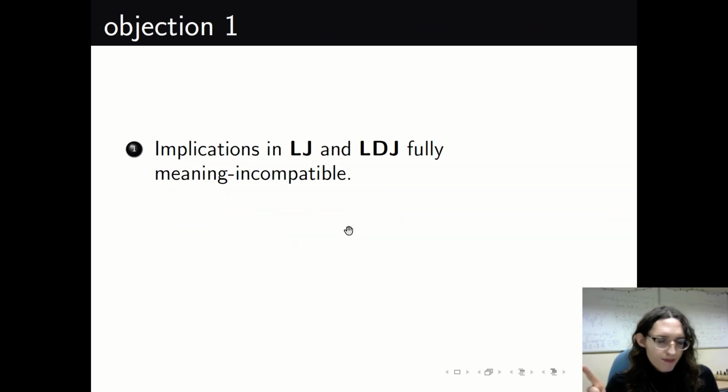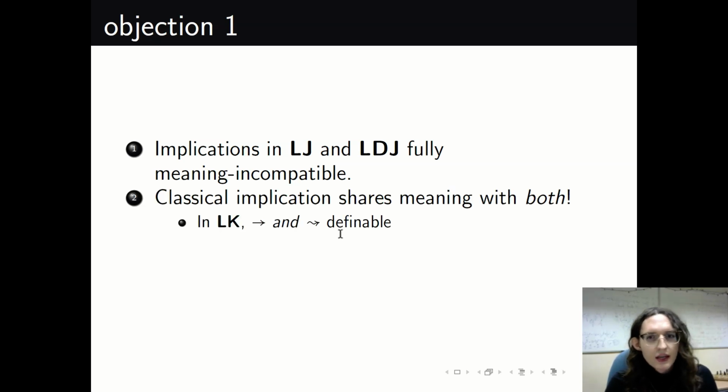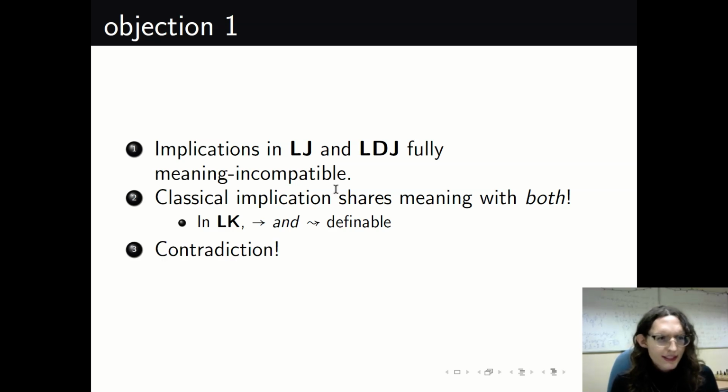But hold on, says the objector. You just said your notions of implication in LJ and LDJ are fully meaning incompatible. But you also say, or it follows at least from your tables, that classical implication shares meaning with both, right? In LK, we can define both right arrow and right squiggle arrow. This is a contradiction.